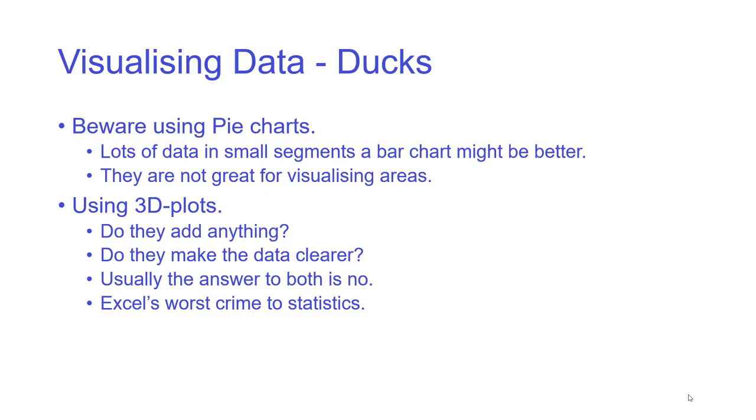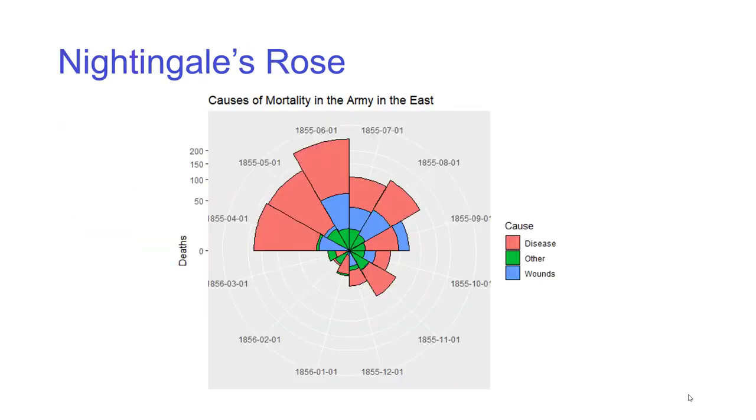Another thing that's particularly annoying are 3D plots. They look good, they look interesting, they've got all sorts of drop shadows and exciting ray tracing and surfaces and textures and great things. But are they helping your data? Are they making it clearer? If they're not, don't use them. And to be honest, I consider it Excel's worst crime to statistics. So let's have a little look at some of these ones.